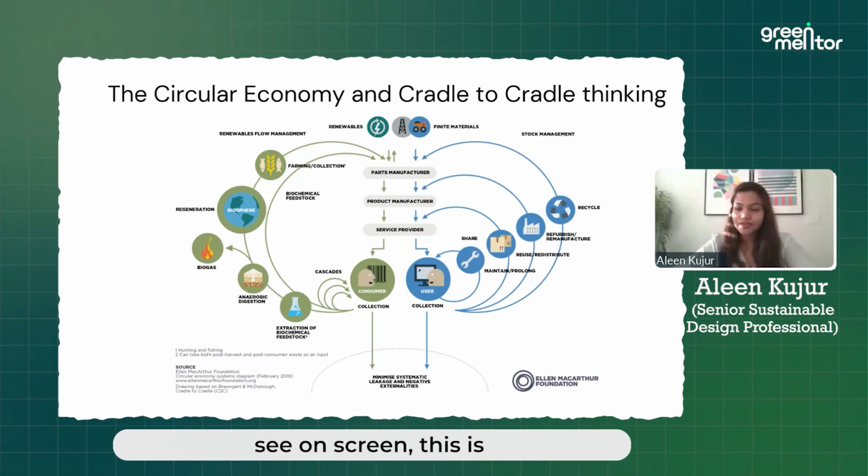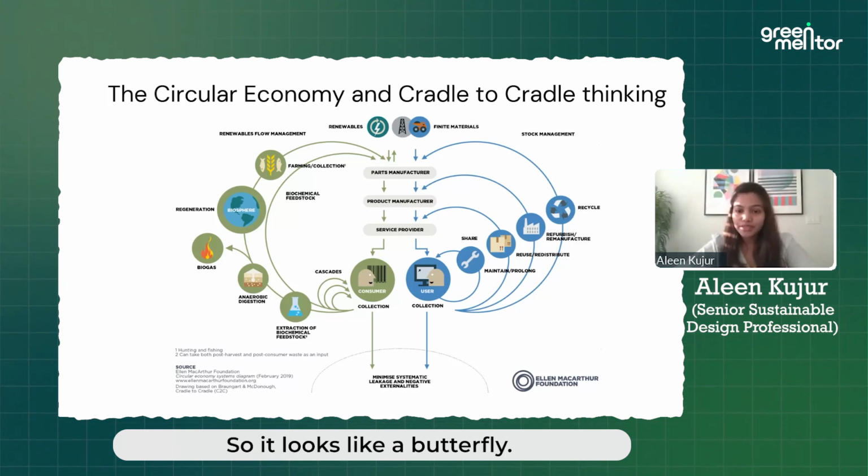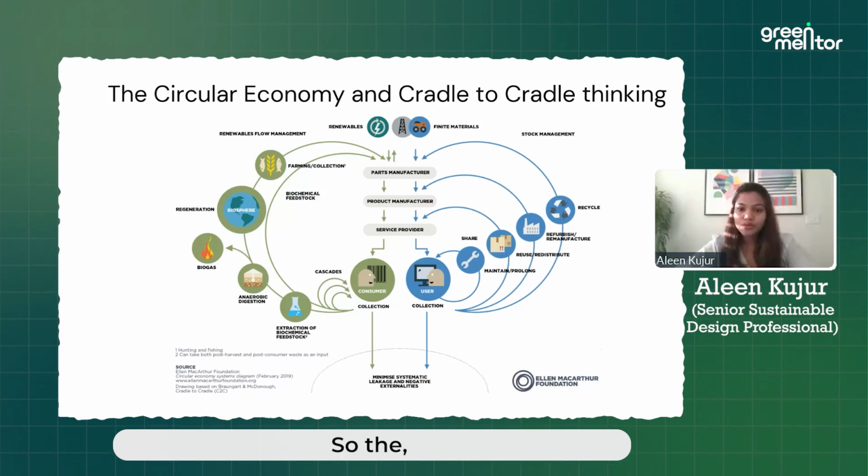As you can see on screen, this is a butterfly diagram. This was proposed by the Ellen MacArthur Foundation. So it looks like a butterfly. The left wing talks about the biosphere, and the right wing talks about the technosphere, or technical sphere. The closer the loop is, the more value the product has.